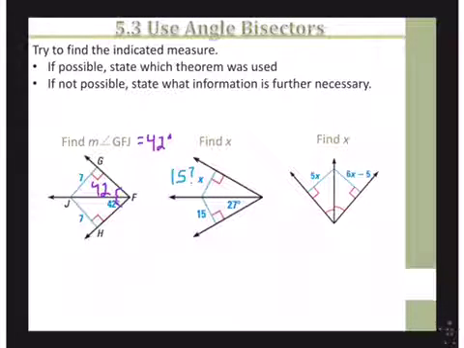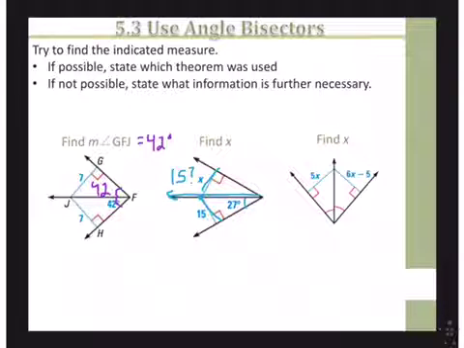So, in order for that to be the case, whatever this point is, if it's going to be equidistant from both of these sides, or in other words, if x is 15, then we have to know that this ray is an angle bisector. So we need to ask ourselves, do we actually know this? And it doesn't look like it.